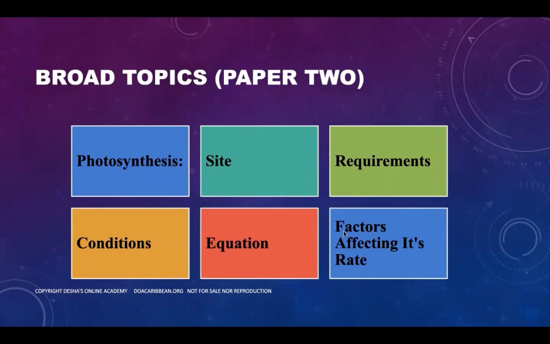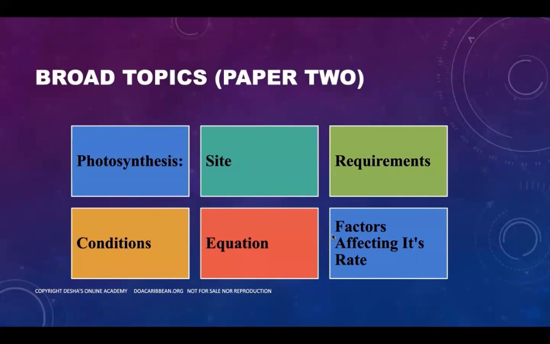They don't know the difference between requirements and conditions. They're not the same thing, right? When it says requirements, we're talking about the raw materials, what is necessary for the actual process of photosynthesis. And then we'll talk about conditions, we're talking about the environment, what fosters the process, right?